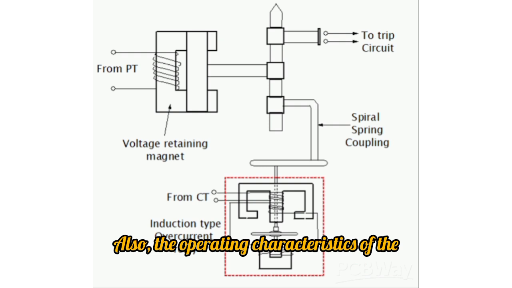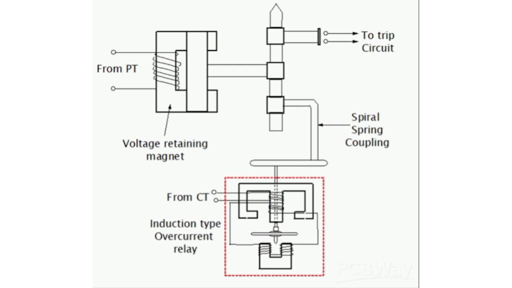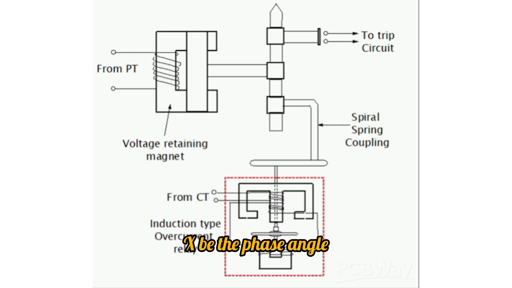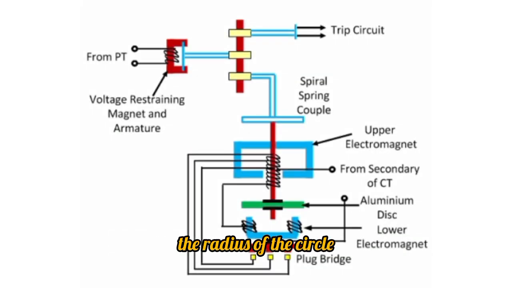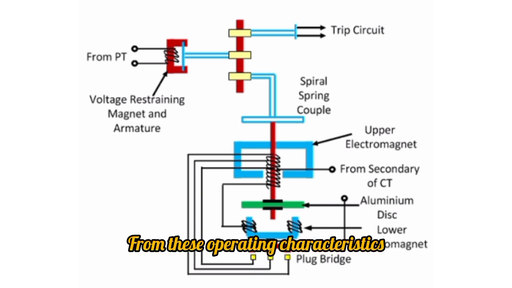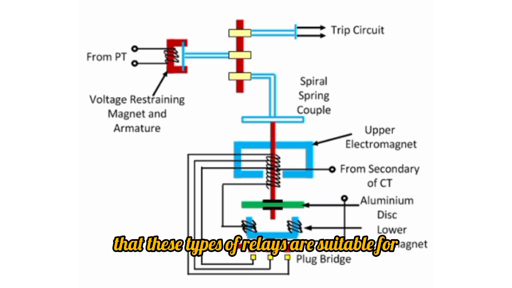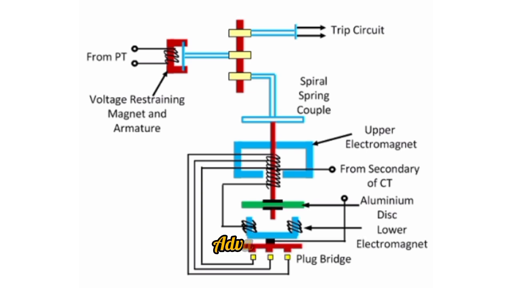Also, the operating characteristics of the distance relay can be explained by using the RX plane. Let the radius of the circle be the impedance of the line, X be the phase angle, and R be the vector position. In the positive region, the impedance of the line will be less than the radius of the circle. In the negative region, the impedance of the line will be more than the radius of the circle. From these operating characteristics, we can conclude that these types of relays are suitable for high-speed transmission lines and are said to be high-speed relays.